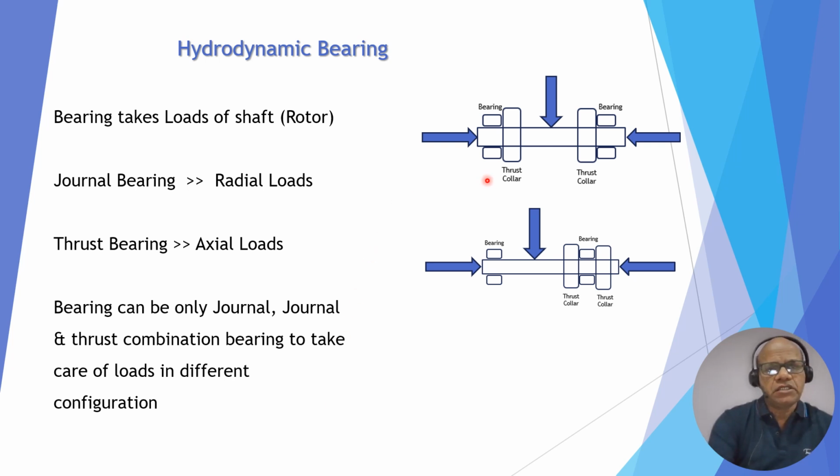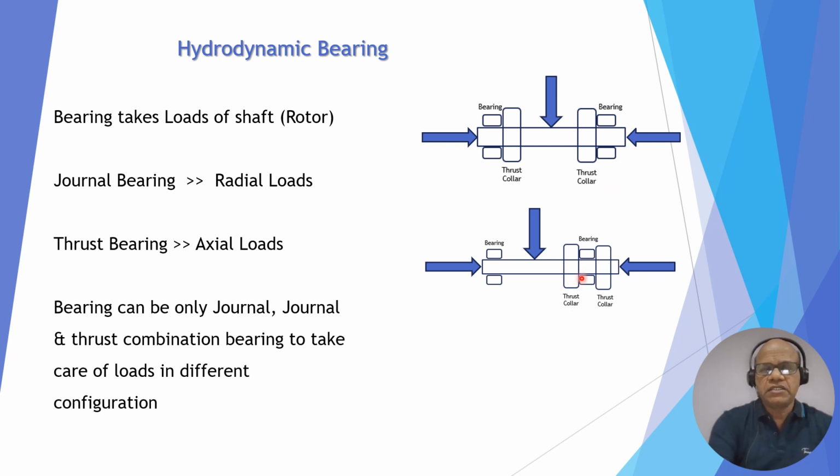If you look at this picture, this is a bearing which is taking care of the load of the shaft or rotor. And there are two types of bearing; it's a combination of two types of bearing. One bearing is radial as well as thrust, which is installed at one end, and we have another bearing with the same configuration, radial as well as thrust, which is installed on the other side.